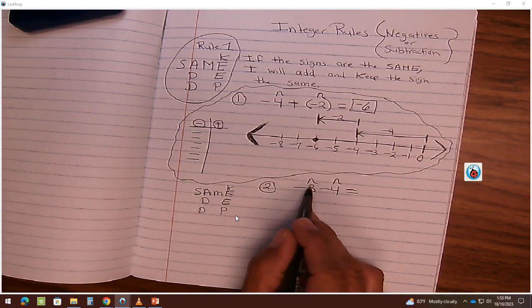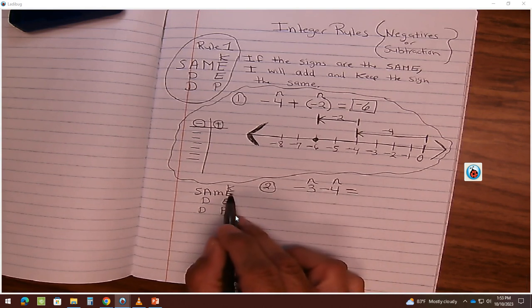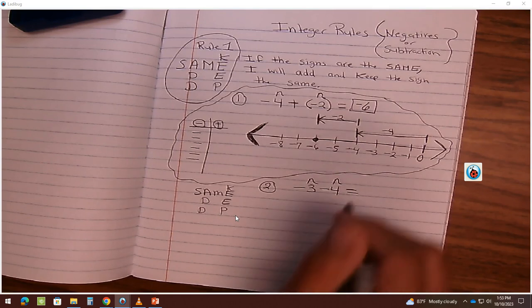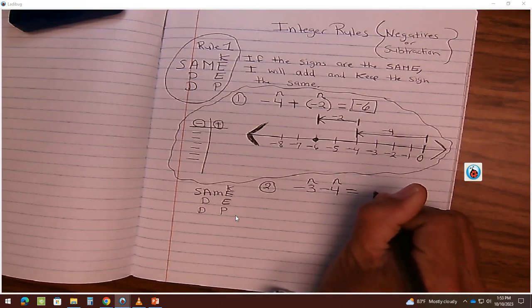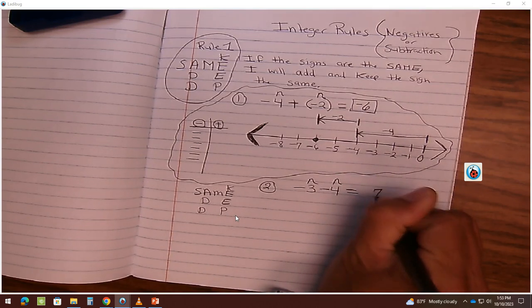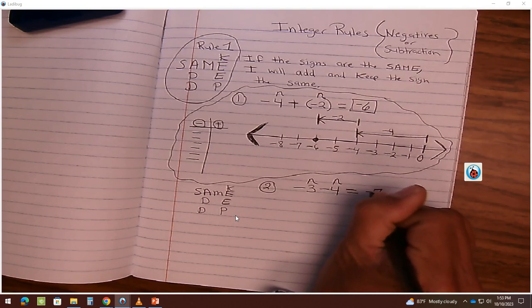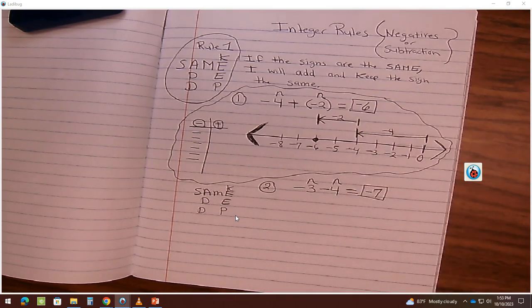Here we go. Negative, negative. The signs are the same. So I should be what? Add and keep, not subtract. So let's do it. What's 3 plus 4? 7. And we're going to keep it negative. That's the way you do it.